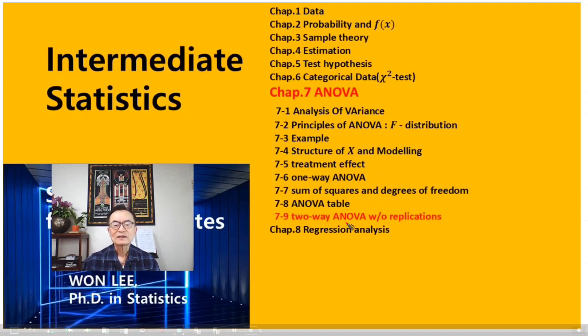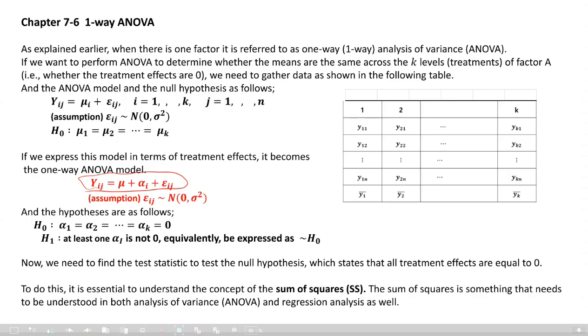Okay, let's review a little treatment effect and one-way ANOVA with treatment effect and sum of squares and degrees of freedom. Okay, let's see a little about them. Here is the one-way ANOVA model with treatment effect. Alpha i is a treatment effect here. And this is the model, and there are k alpha i's, so k plus 1 parameters.